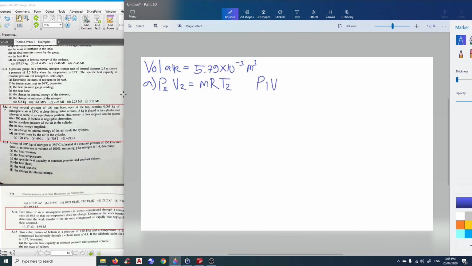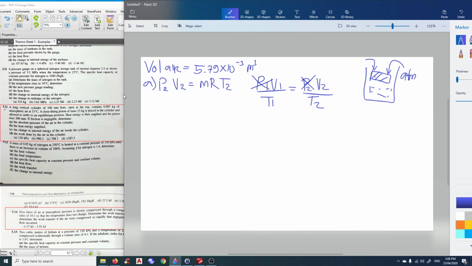So we know P1 V1 over T1 equal to P2 V2 over T2. Now because the cylinder is always open to the atmosphere, regardless of where the piston is, the piston at the bottom always has the atmospheric pressure, and the pressure is constant. So we can delete P here because it's the same, so it's cancelled. So we only have V1 over T1 equal to V2 over T2.